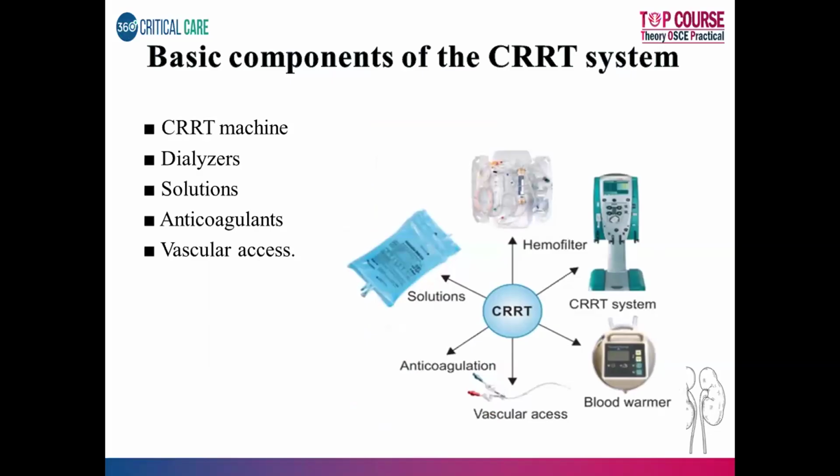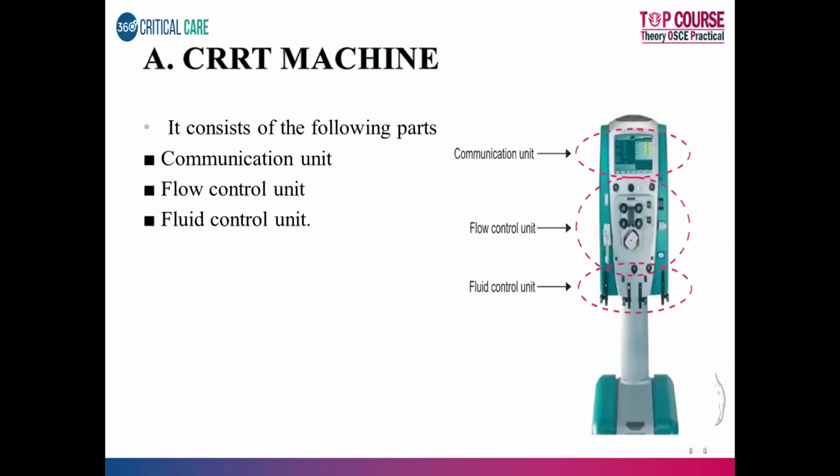You have the machine itself, the CRRT machine. The most commonly used one is the Prismaflex. You have the different dialyzers. You have the solutions like the dialysate solute and the replacement solute. You have the anticoagulants and the vascular access. Now we'll go with each one of it.